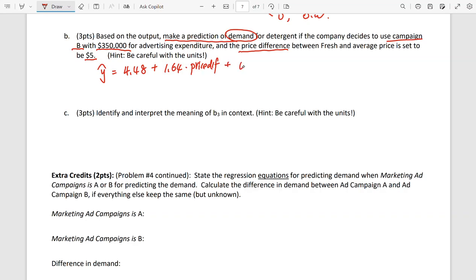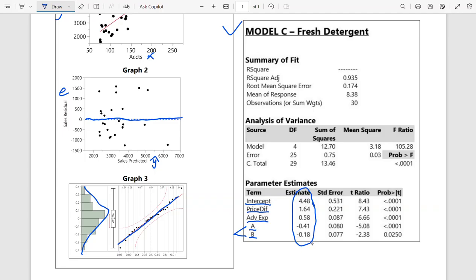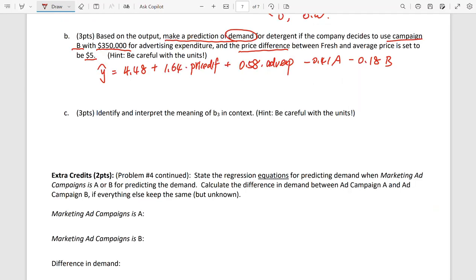and 0.58 times advertisement expenditure, and then minus 0.41A minus 0.18B, right? So it will be these coefficients times the corresponding predictors. All right, okay, so now it's time to plug in the values.